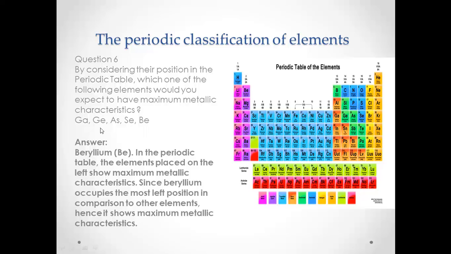Okay. Now we know that as we move from left to right in the periodic table, the metallic character decreases. Among these, beryllium is coming first, isn't it? It belongs to the second group elements. So beryllium has more metallic properties compared to any other metals or semi-metals given here. Arsenic is a semi-metal. Hope you understood it clearly.